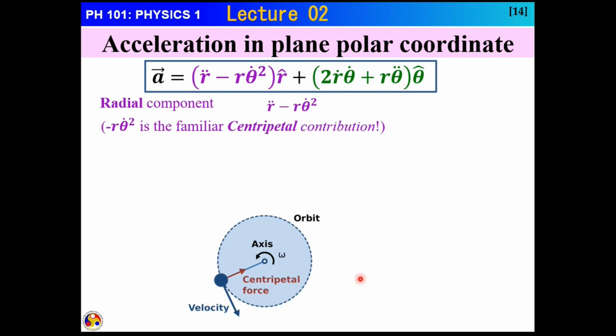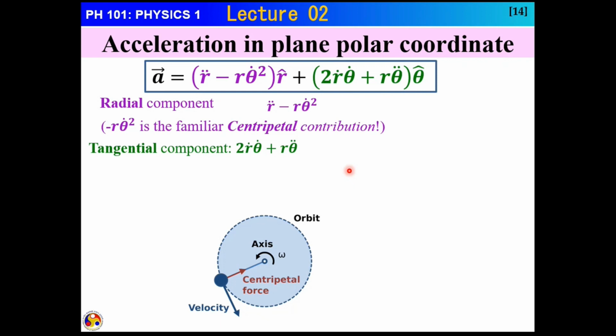The observer who is sitting, for example, at the origin and not rotating, not moving, will experience that this particle is having some acceleration towards the center, but the particle who is rotating himself will experience acceleration away from the center. Okay, so that's called centrifugal acceleration. I hope that centripetal and centrifugal acceleration is clear to you.